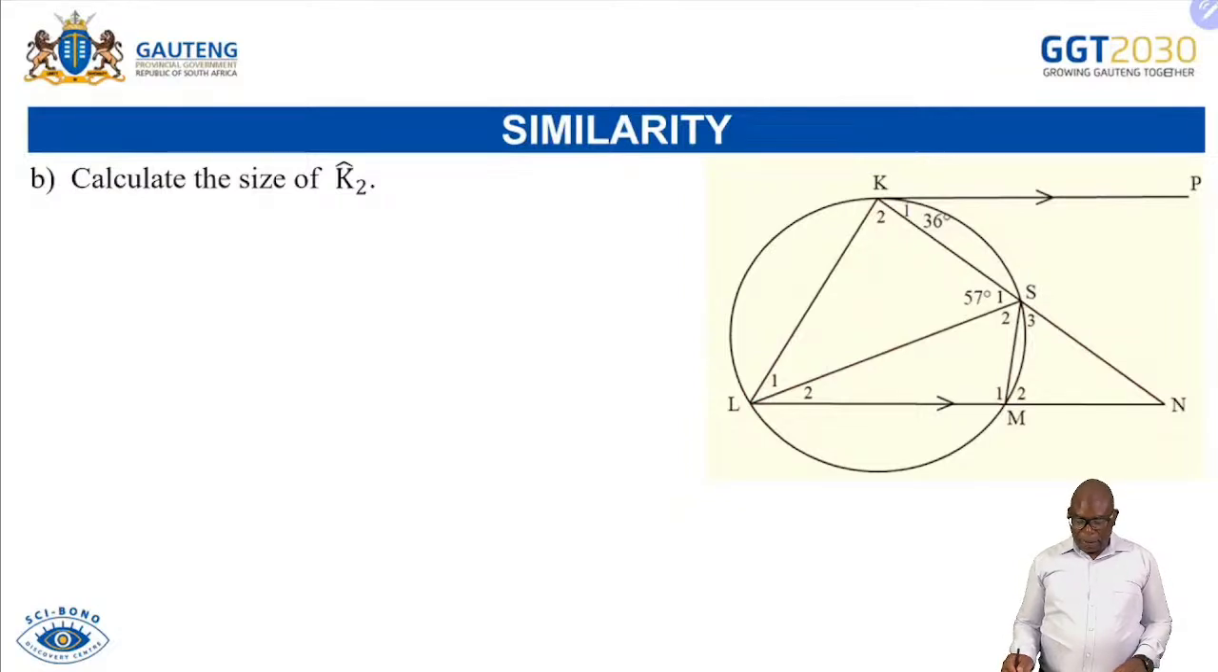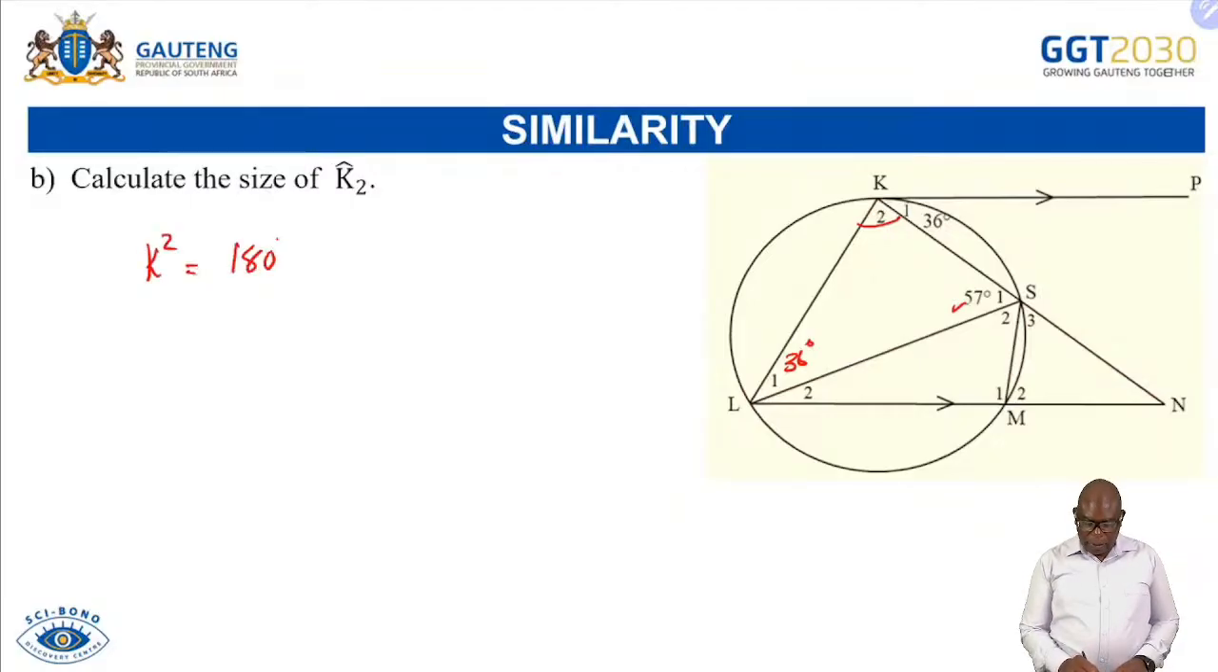In the next one, I get the size of K2. I know that this is 36. Oh, no, yes, that is 36. I've got 57. That's an easier one to get. K2 will be 180 degrees minus 57 degrees minus 36 degrees. And that angle that I'm going to get there will be 87 degrees. Right. Okay.